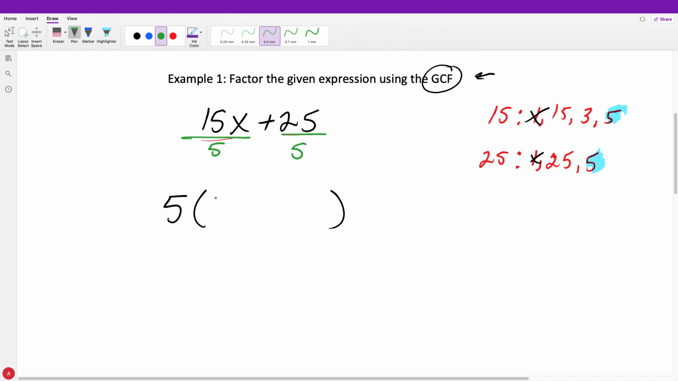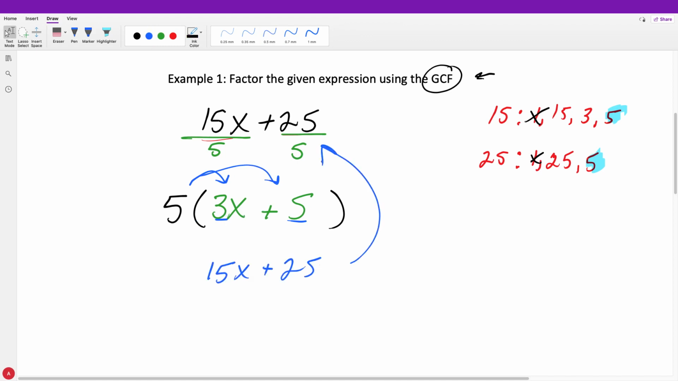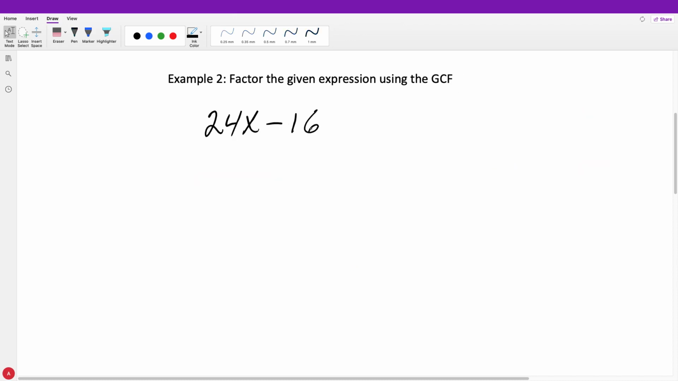Well, 15 divided by 5 is 3. And don't forget your x. And 25 divided by 5 is 5. So when this factors out, it is factoring out to 5 times 3x plus 5. So you see there's no GCF that is shared between this 3 and this 5, so we know we factored it out completely. And if we want to check our work, we simply can just redistribute this 5 back in, and 5 times 3 gives me 15x, and 5 times 5 gives me 25, and you see we start back at our original problem. So when you're doing these factoring questions, you can always check your answer and work to make sure you're doing it correctly.